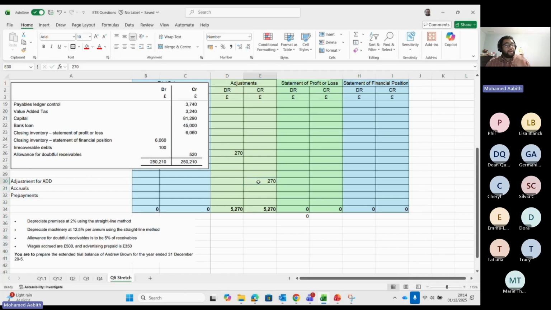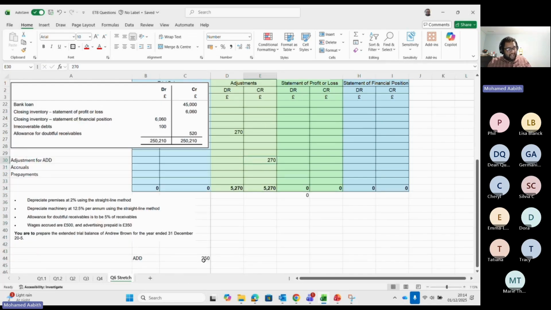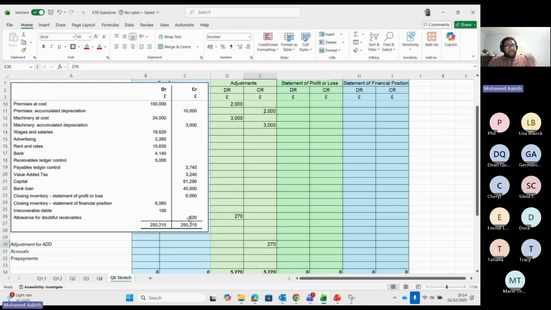This is going to be an income. Why? My receivable ledger control has 5,000, so the new allowance for doubtful debt is going to be only 250. So from 520 it has to be adjusted by 270 pounds on the debit side. It in turn is going to give me 250 on the statement of financial position. So that adjustment is now done.